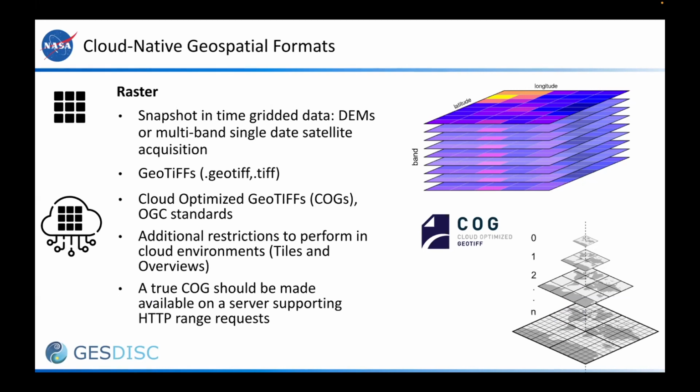Last, a true COG, and this is again true for any cloud optimized data set, is that it should be made available on a server that supports HTTP range requests, right? So it's not enough to just convert a file or dump it in an S3 bucket. There has to be some support for range requests to really leverage the whole chunking and tiling features.